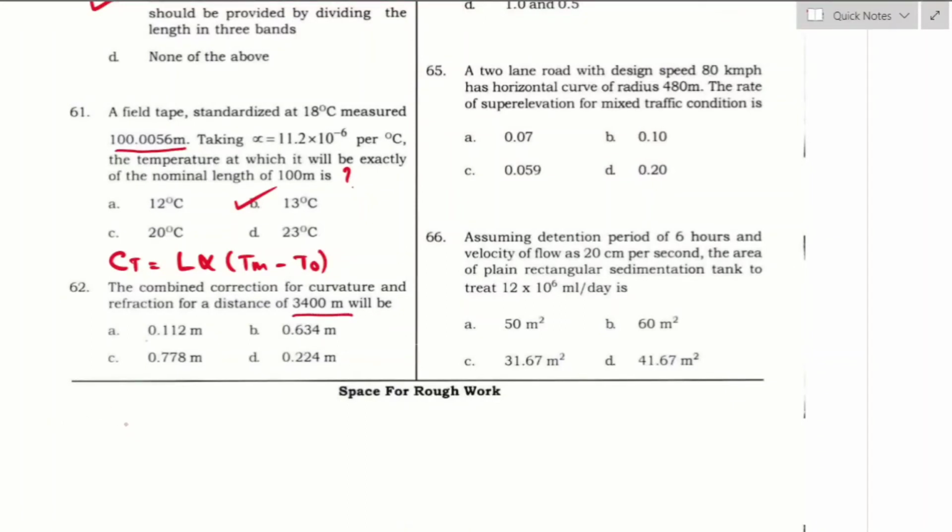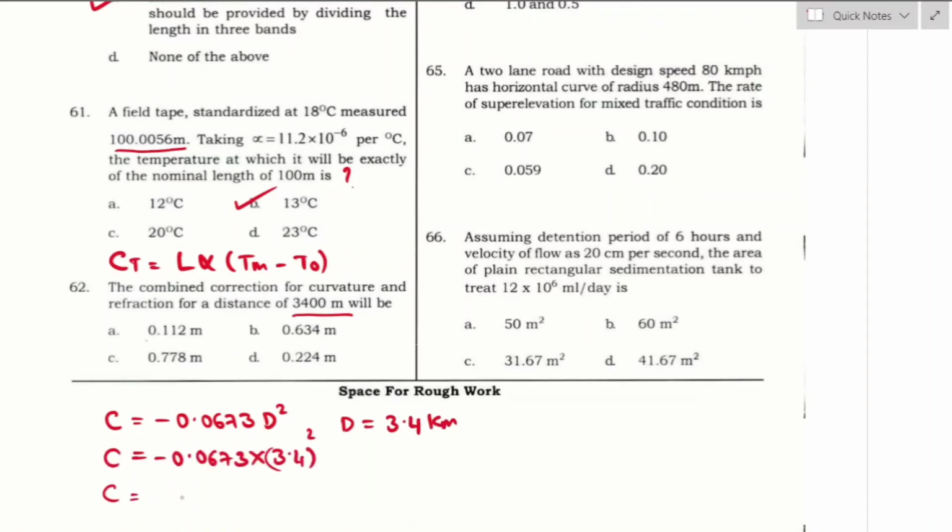The combined correction for curvature and refraction is calculated by the formula C is equal to minus 0.0673 d square, where d is the distance in kilometer. So it is given in meters, so we have to convert it into kilometer. So d will be 3.4 kilometer. The combined correction for curvature and refraction will be minus 0.779. Option C is the right answer.